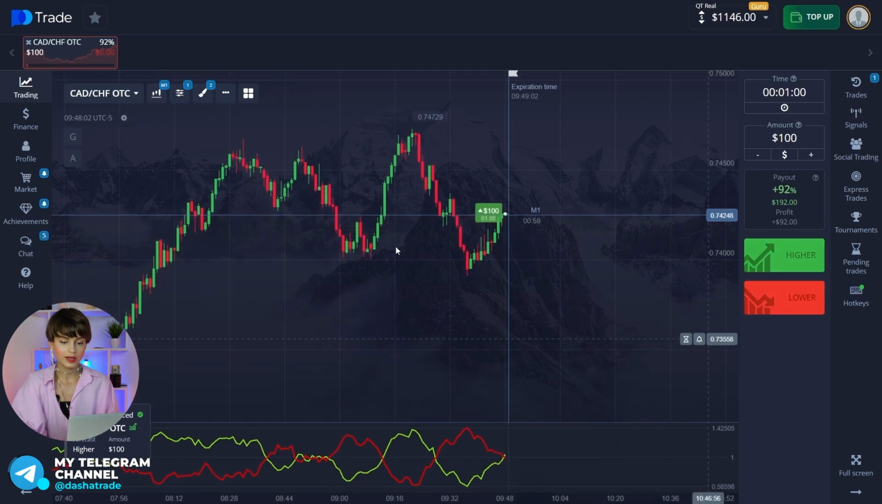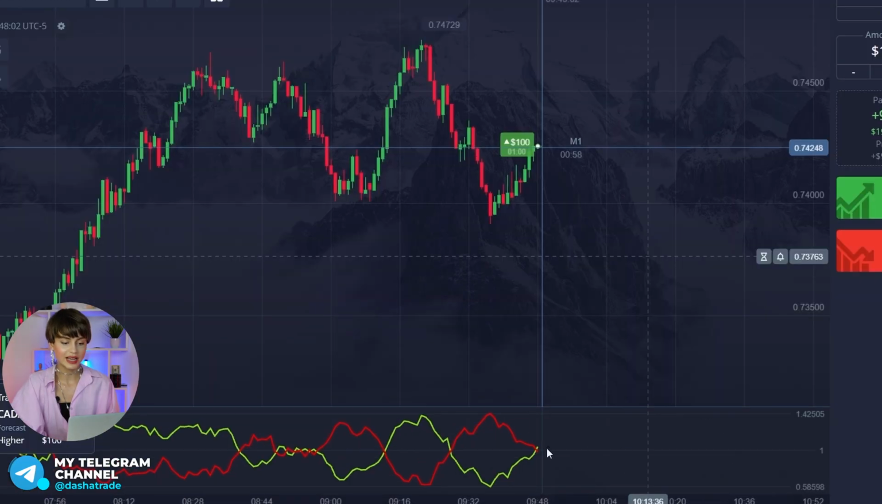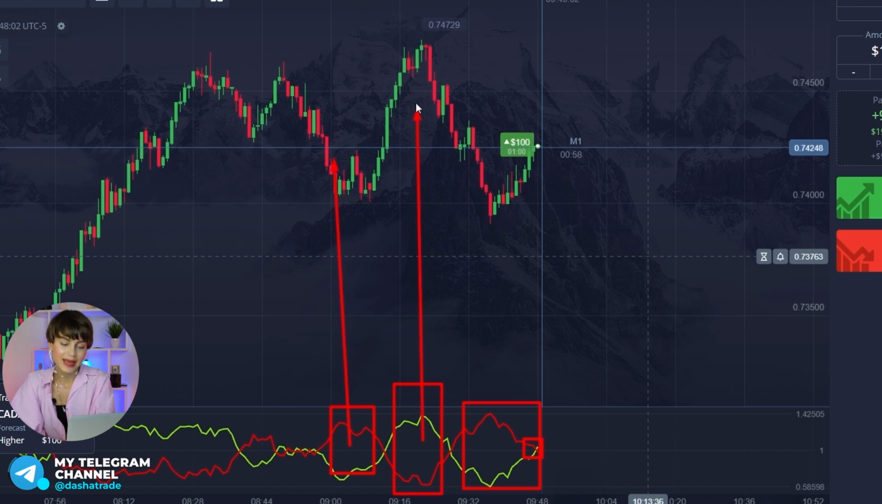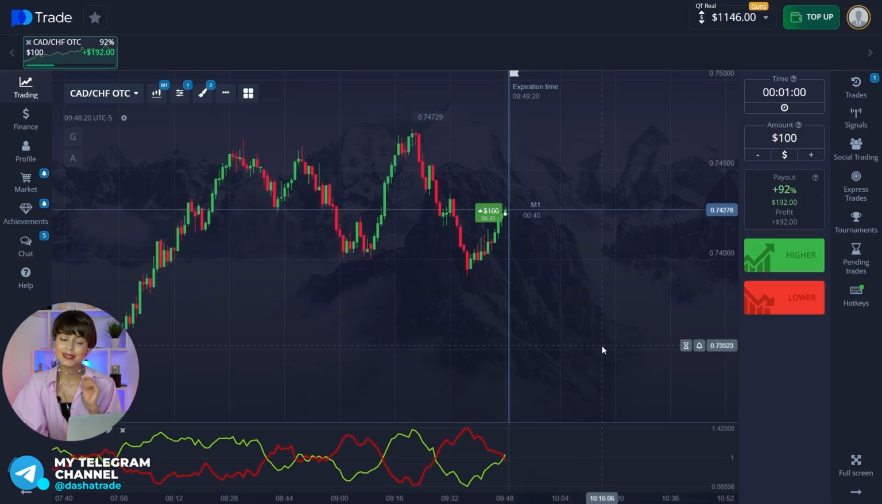We open a deal with higher, we fixated the intersection and it is our signal. We opened with higher. As I've already explained, the case here is pretty good as the pattern was repeated 3 times. Okay, the space between lines is pretty big and the entry point is so good.